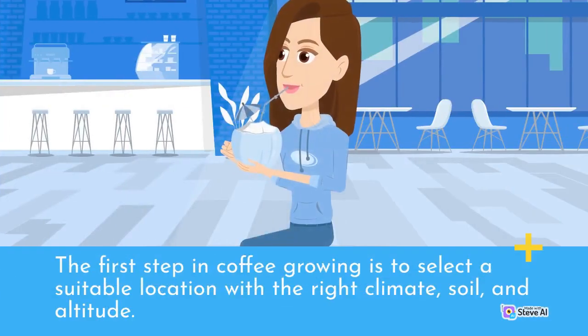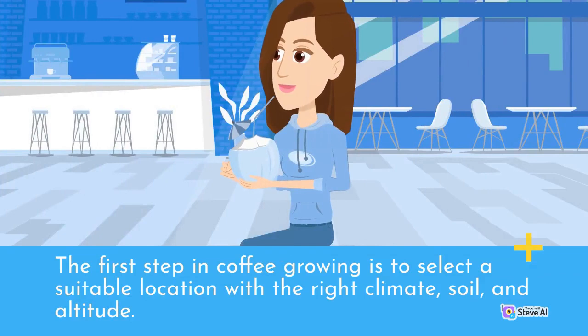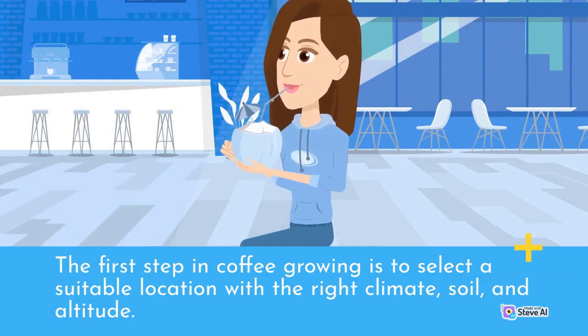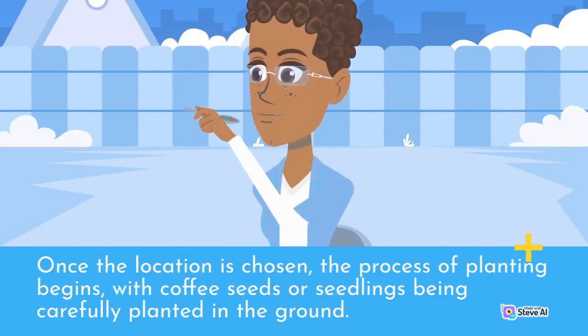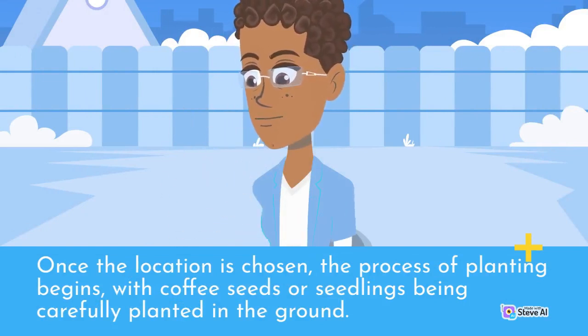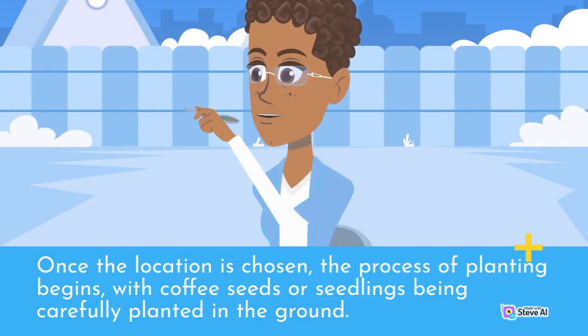The first step in coffee growing is to select a suitable location with the right climate, soil, and altitude. Once the location is chosen, the process of planting begins, with coffee seeds or seedlings being carefully planted in the ground.